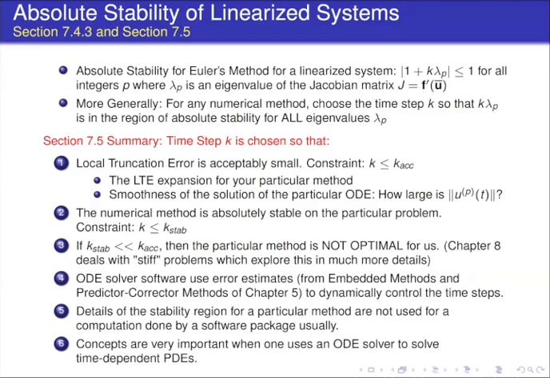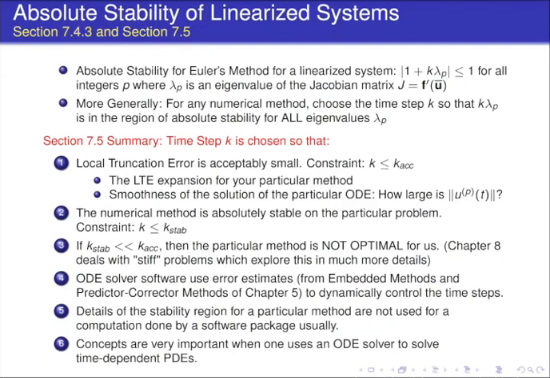We know that our local truncation error is acceptably small if our k is less than or equal to some acceptable value in terms of the O of k or the O of k squared. And we've addressed this a little bit in some of the zero stability stuff. I think you've seen that a little bit on your midterm as well. And the numerical method is absolutely stable on a particular problem if there's a constraint, k is less than or equal to some value related to the stability.